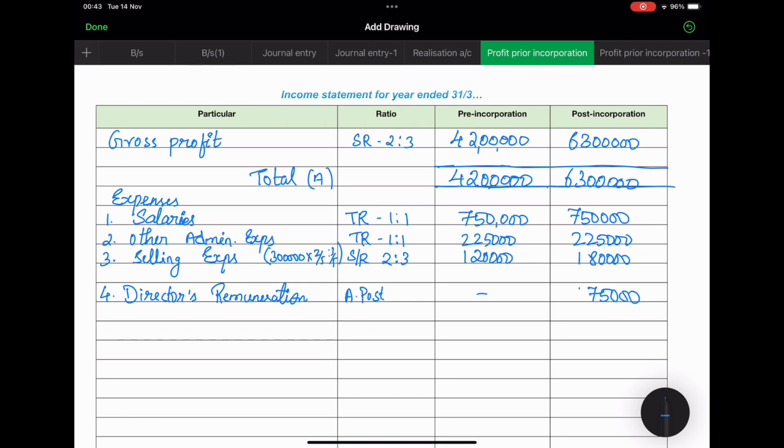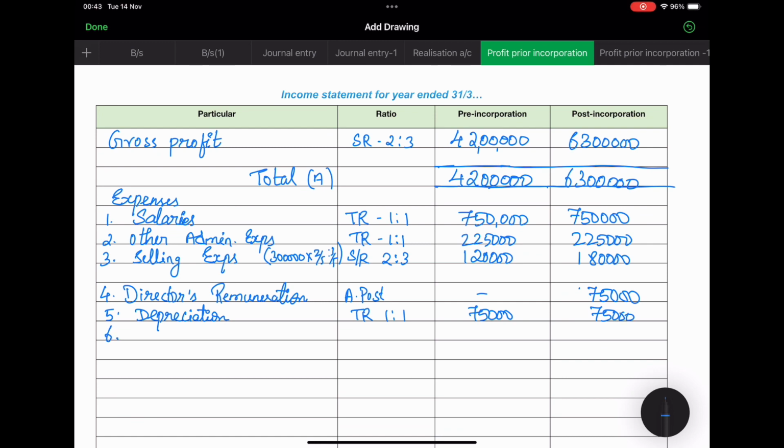Next we are having depreciation. Depreciation depends on the time ratio, 1 is to 1. Depreciation is 1,50,000. 1,50,000 into 1 by 2 will be 75,000 and 75,000.